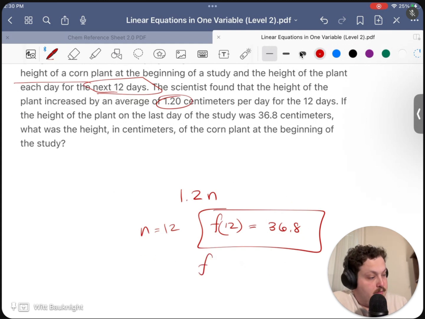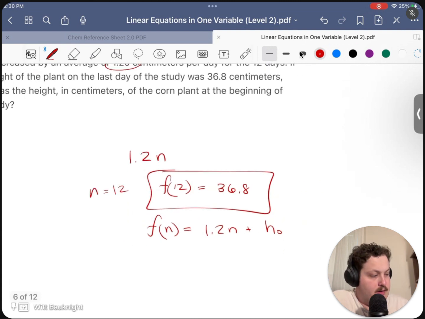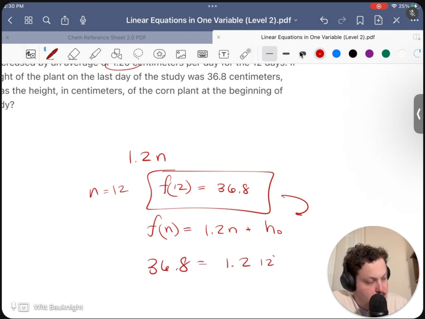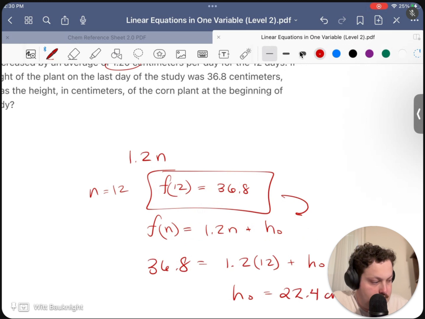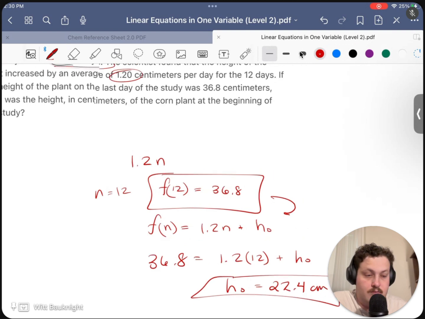The function is 1.2n plus the initial height. I'll call that H0. Sorry, my picture's in the way. All right, so I'm going to use these two bits of information to plug and chug. 36.8 equals 1.2 times 12 plus H0, the initial height. So I'm doing isolation of variables, 36.8 minus 1.2 times 12. I got that the initial height has to be 22.4 centimeters. Cool.